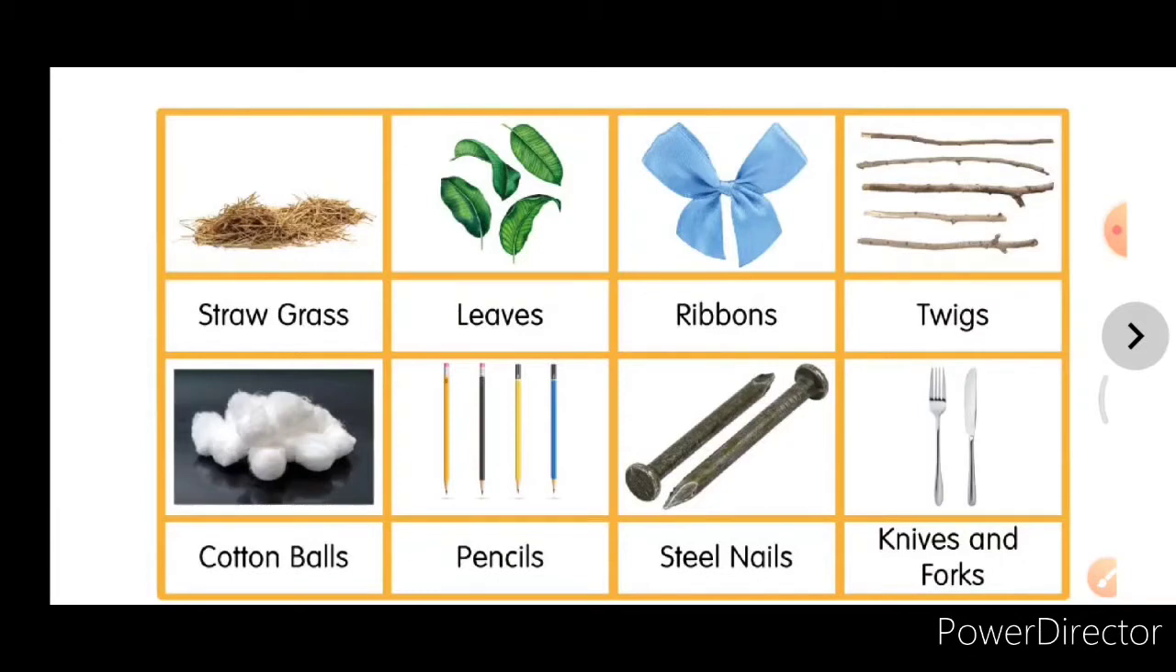Next, pencils. P-E-N-C-I-L-S, pencils. Next, steel nails. S-T-E-E-L, steel. N-A-I-L-S, nails. Then, knives and forks. K-N-I-V-E-S, knives, and F-O-R-K-S, forks. Now remember all of these things in the pictures: straw grass, leaves, ribbons, twigs, cotton balls, pencils, steel nails, knives and forks.